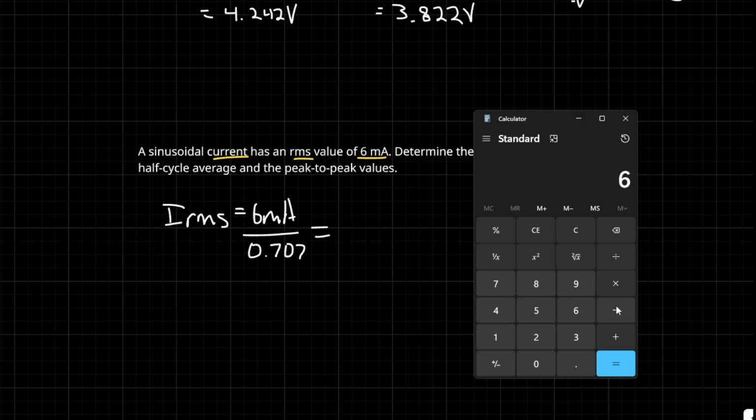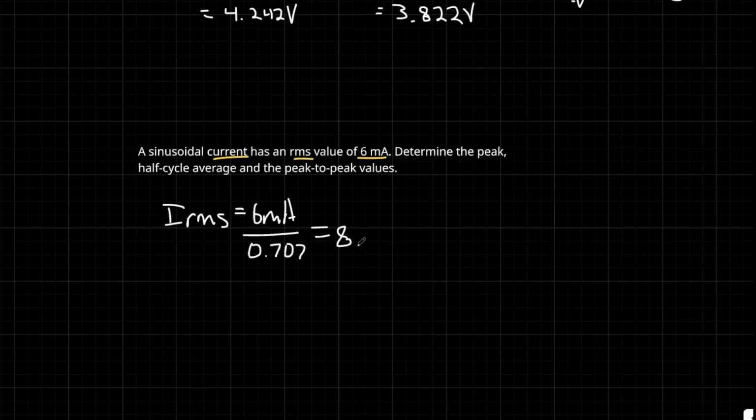We can do the calculation really quickly: 6 milliamps divided by 0.707. So it's 8.49 if we round to 3 significant digits, and make sure you have the same units, milliamps. And that should be the peak value. So IP equals 8.49 milliamps. And that should be the first part of this question.